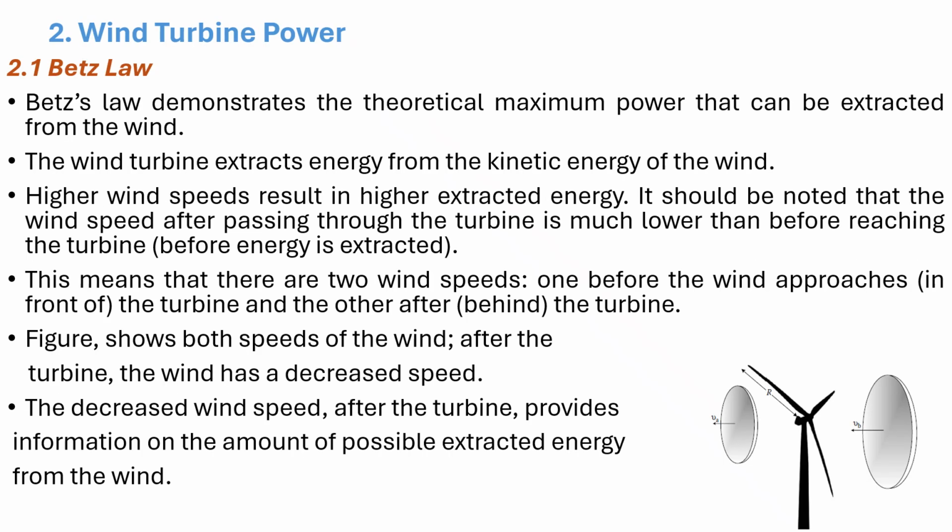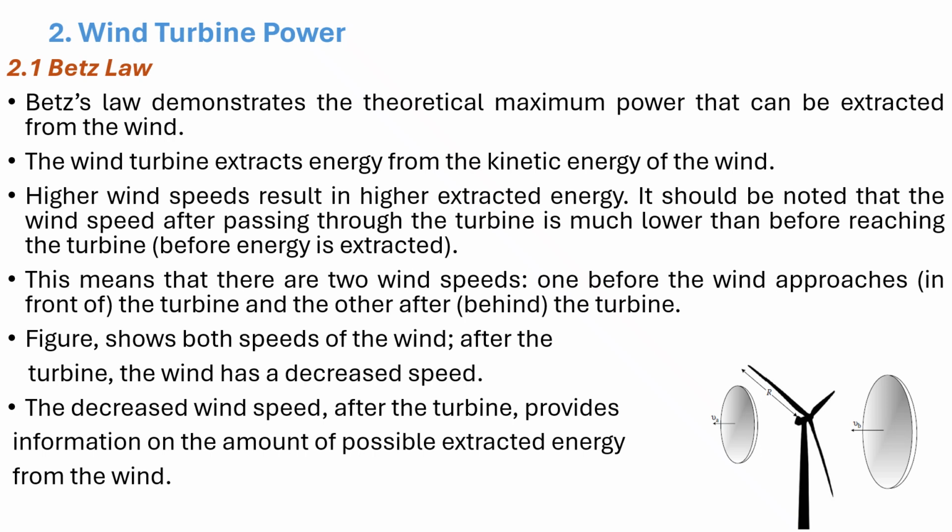Next comes the wind turbine power. The wind turbine power is actually calculated based on three things: Betz's law, the power curve, and the power coefficient. Betz's law demonstrates the theoretical maximum power that can be extracted from the wind. So this helps us to find the maximum power that can be extracted. The extracted energy is actually from the kinetic energy of the wind. So a higher wind speed results in a higher extracted energy.